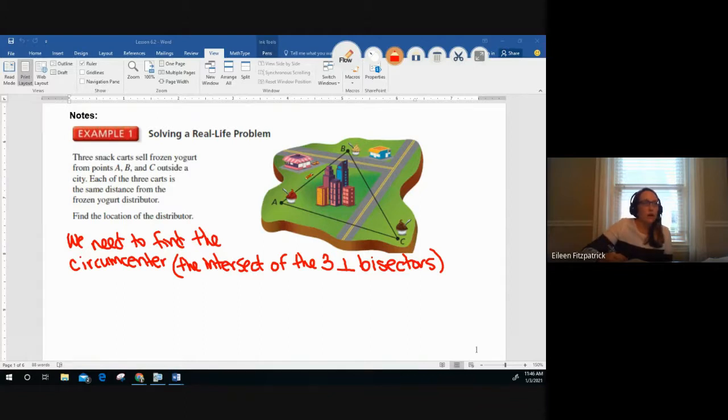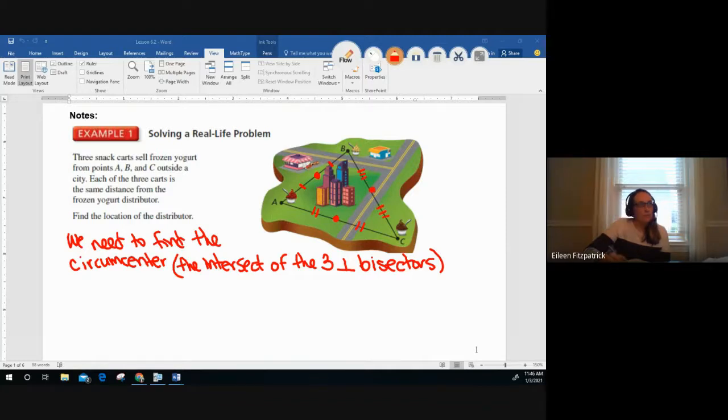So if you eyeball segment AB, find the midpoint. Okay, it looks like the midpoint's about right there. To indicate the midpoint, let's put our little tick marks. Then I'm going to find the midpoint of AC. Again, we're just approximating here. So I'll put my tick marks. And BC, it's about right here. All right, so those are my midpoints.